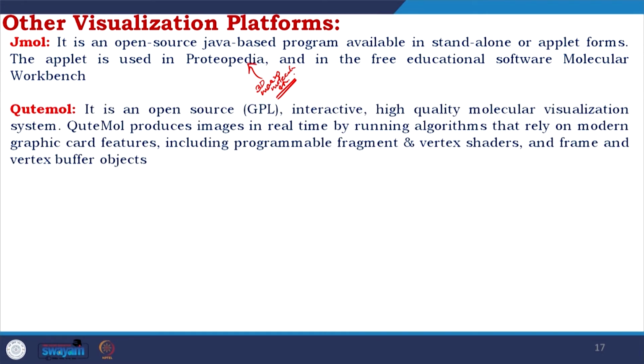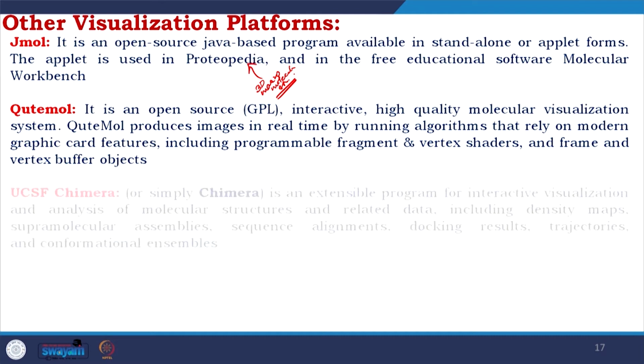Qtmol is an open source GPL interactive high quality molecular visualization system. Qtmol produces images in real time by running algorithms that rely on modern graphic card features including programmable fragment and vertex shader and frame and vertex buffer objects.